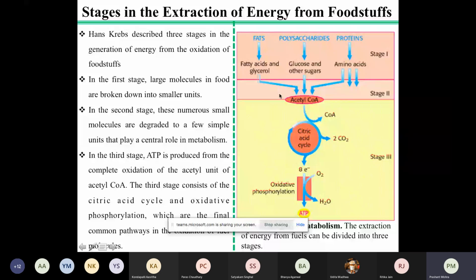Or if I have a fat molecule, it will be converted into fatty acids and glycerol. Fatty acids will be further metabolized, and ultimately even fat metabolism will yield acetyl CoA, and the glycerol molecule will enter in the same way. Glycerol becomes a carbohydrate. So it again enters through the same pathway and produces acetyl CoA.